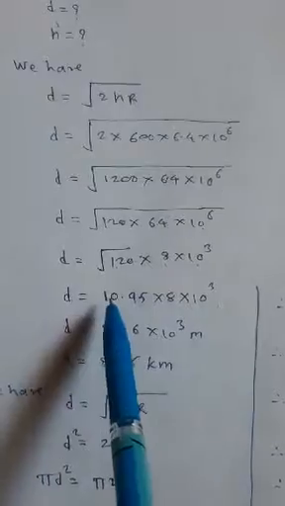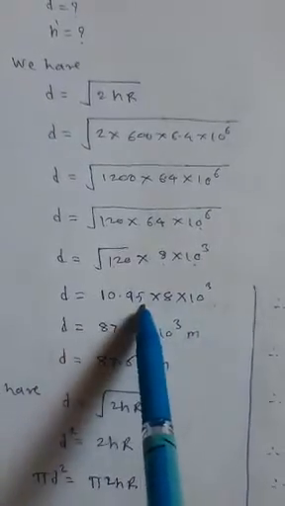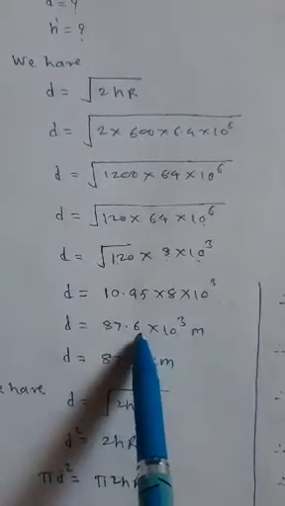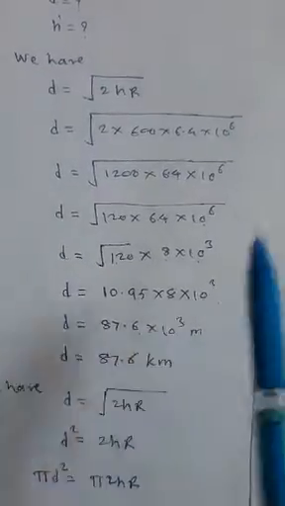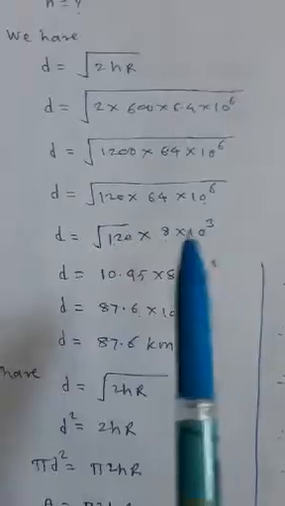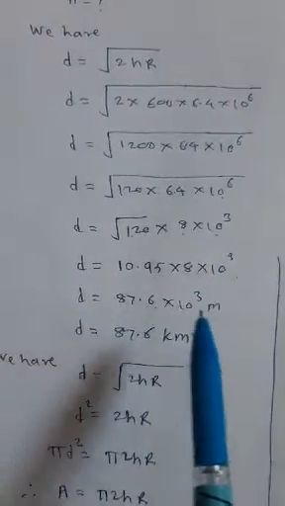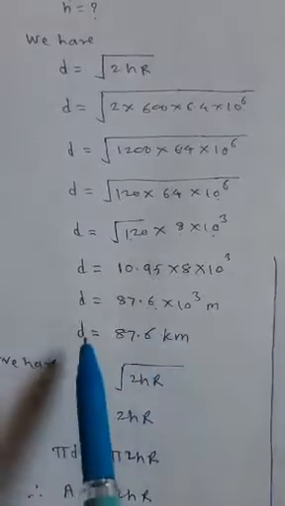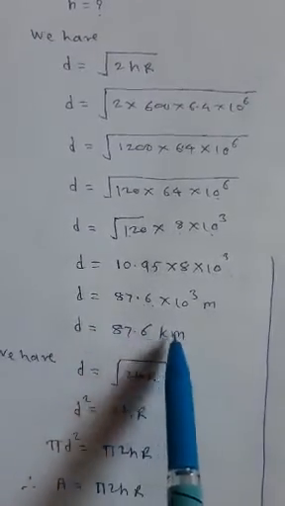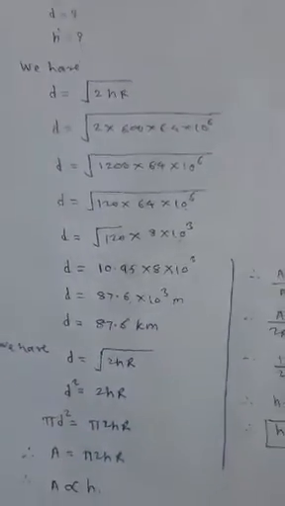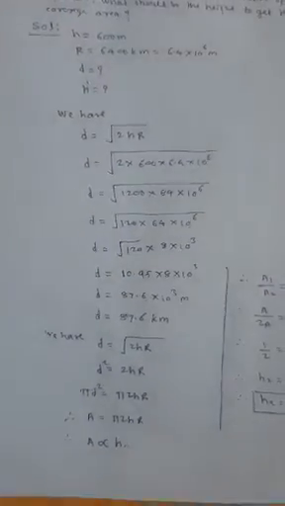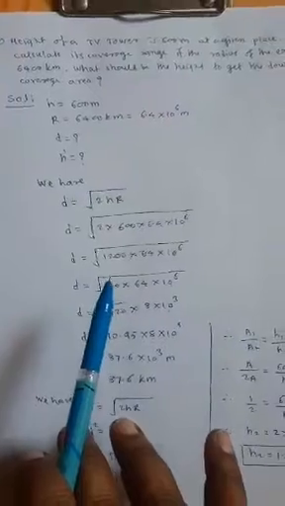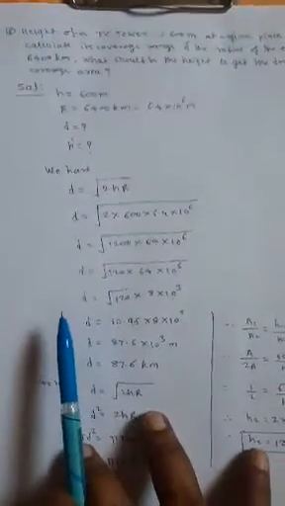8 into 10.95 is equal to 87.6 into 10 to the power 3 as it is. This is the distance or range in meters. 10 to the power 3 means kilometer. Therefore, D is equal to 87.6 kilometer. This is the range, or this is the coverage range of the tower.